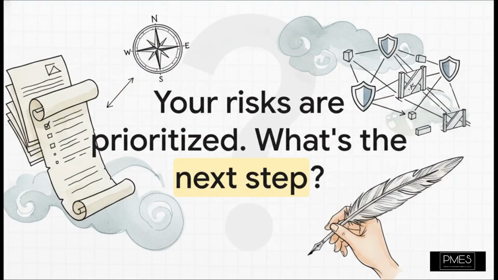So you've got your prioritized list. You know who owns what, and you know where to focus. But this is just the beginning. The real question now is, what do you do with all this information? And that leads us directly into the next step, planning your risk responses.